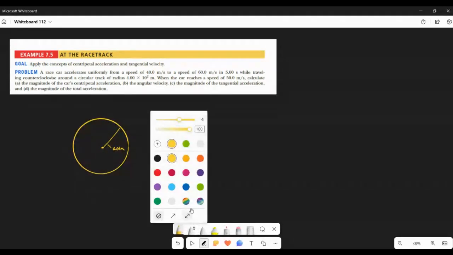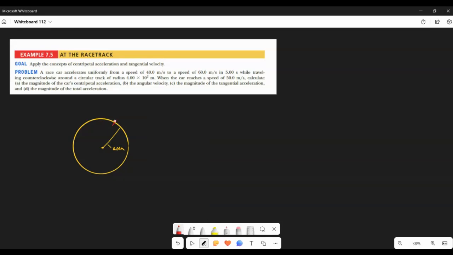And the car is over here, and it's moving this way. So let's call that omega. And when the car reaches 50 meters per second, calculate the centripetal acceleration.